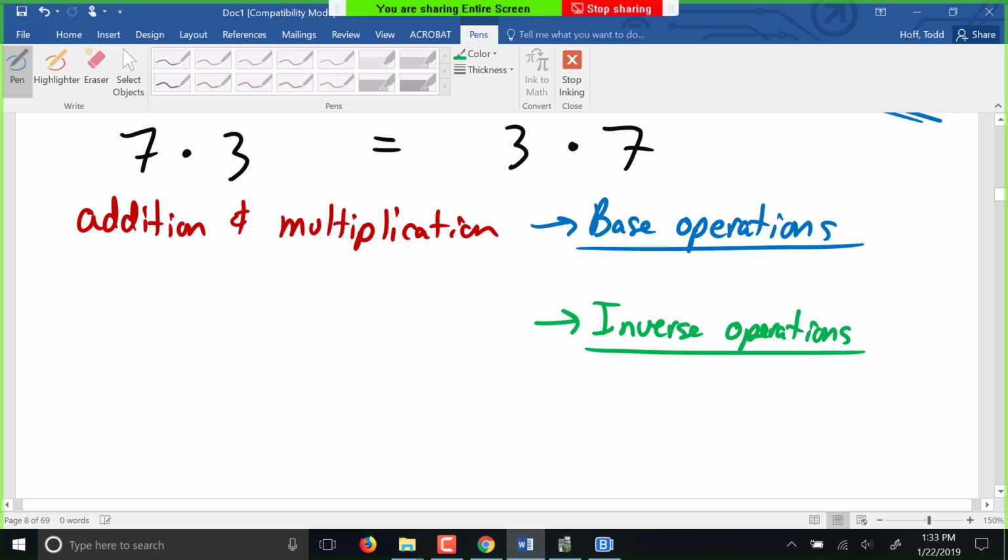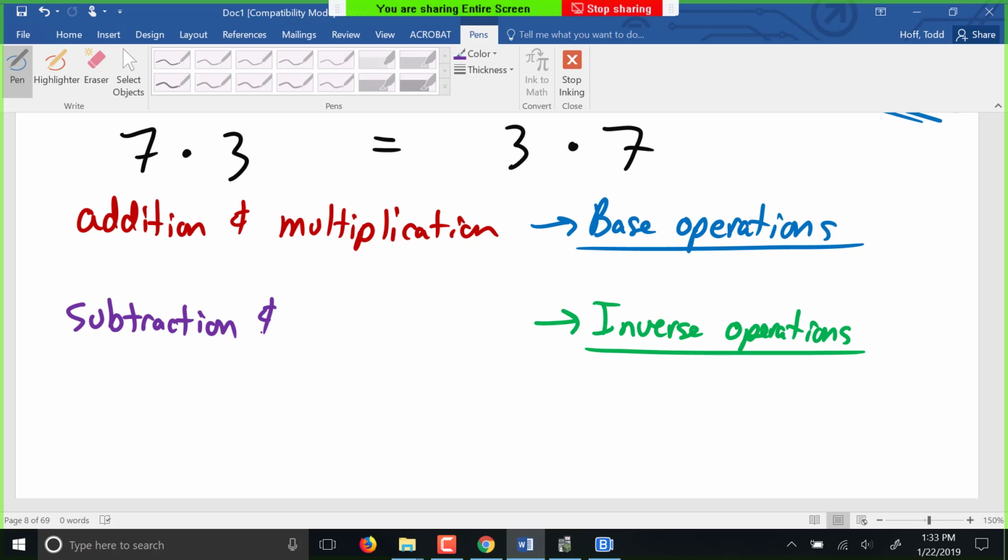Every base operation has an inverse operation. What is the inverse operation to addition? Subtraction. Without addition, subtraction has no definition. Subtraction is actually defined to be the reverse or the inverse of addition. What is the inverse operation for multiplication? Division.